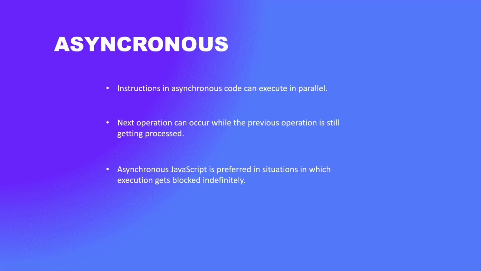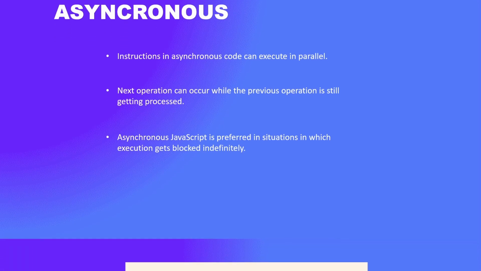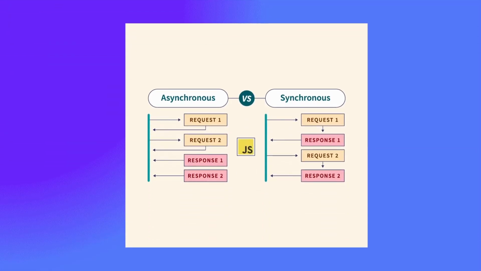Next, I'm going to explain synchronous and asynchronous with a visual example. You can see in synchronous, request 1 has been sent. Exactly after request 1, response 1 is returned. Then only request 2 is given and response 2 is returned. But in asynchronous, you can see the requests are sent one by one and the responses are received after all the requests. So this is what happens in asynchronous.